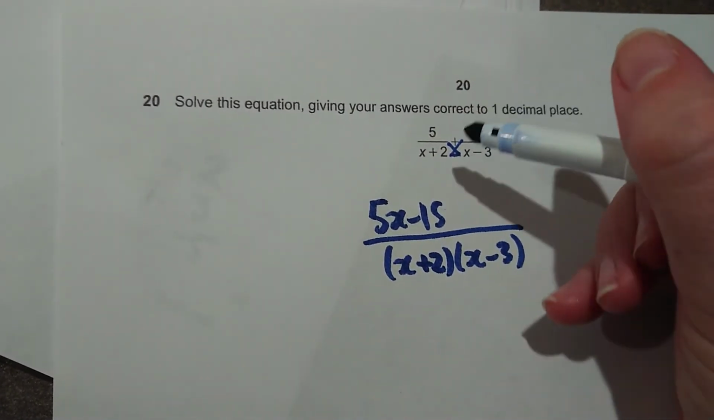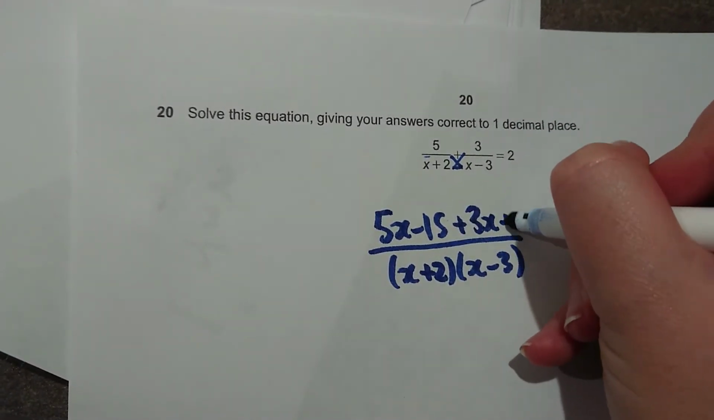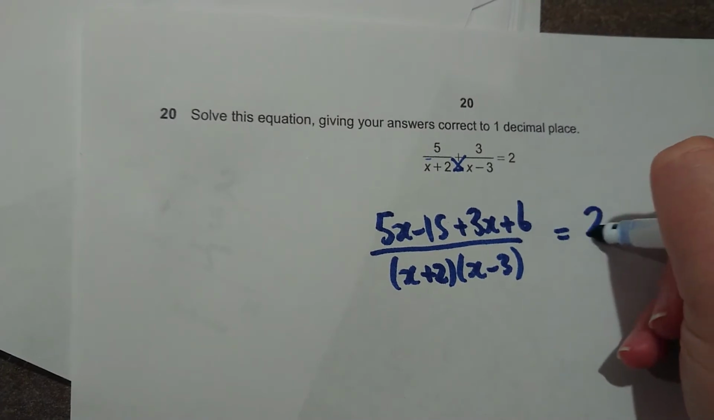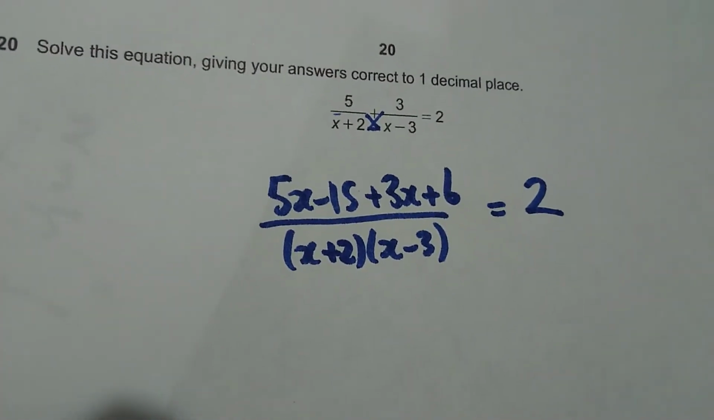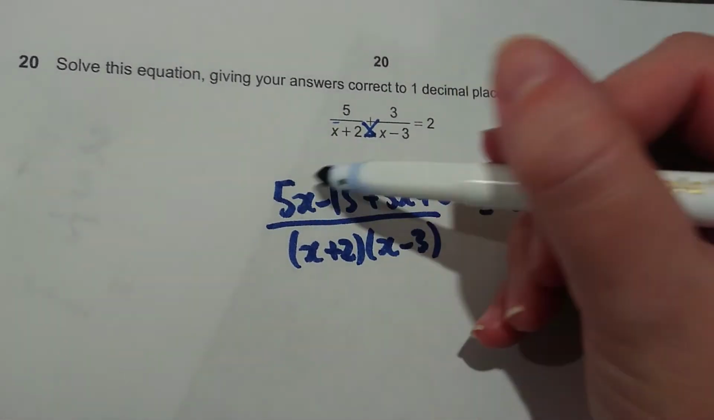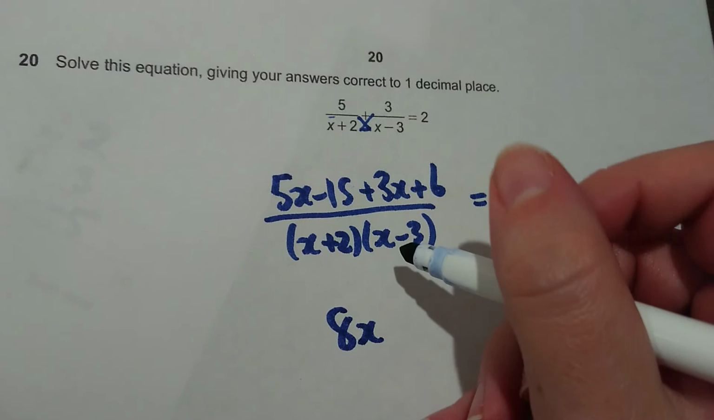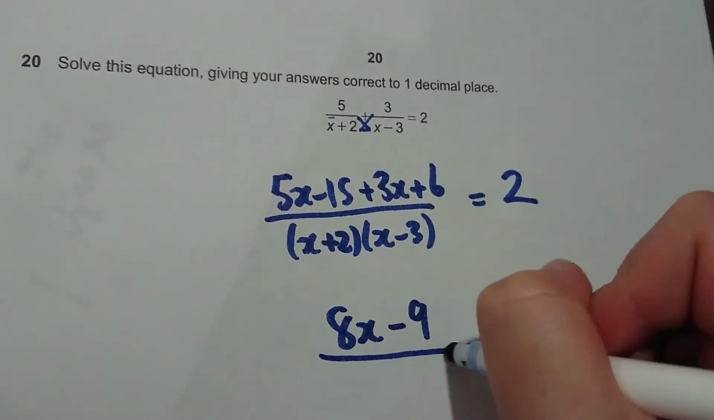And then I'm going to do x plus 2 times 3, so that's going to be 3x plus 6, and that all equals 2. So if that's all you did, that's a nice 1 mark there. It's better than nothing. Simplify the top bit. So you've got 8x, minus 15 plus 6 is minus 9.